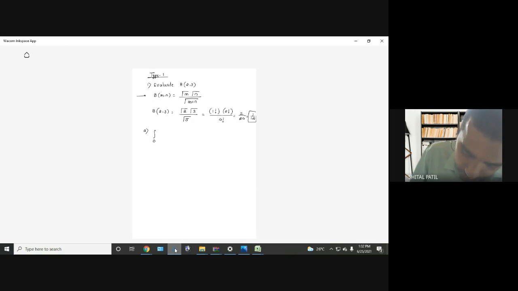Second, integration, evaluate, from 0 to pi by 2, sin raised to 6 theta, cos raised to 5 theta, d theta. How can we solve this integral? Which formula can we use? Reduction formula.